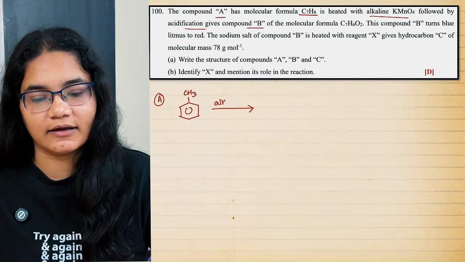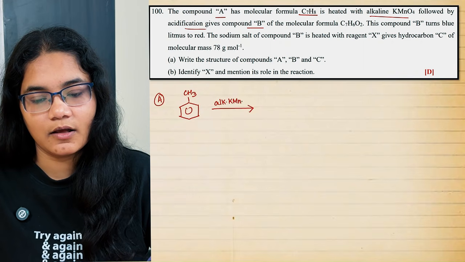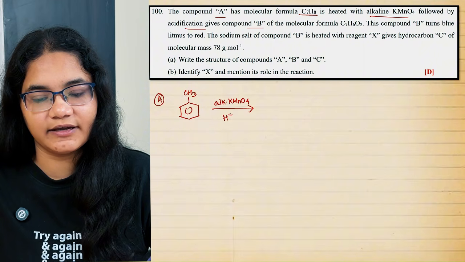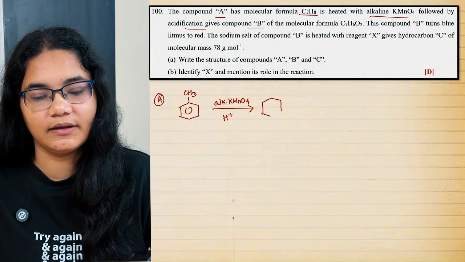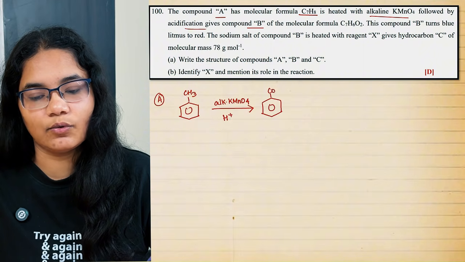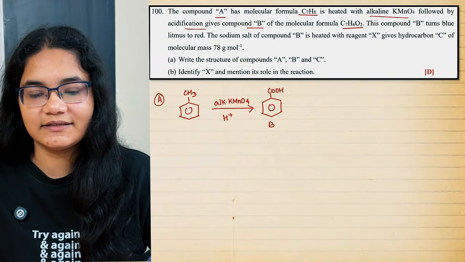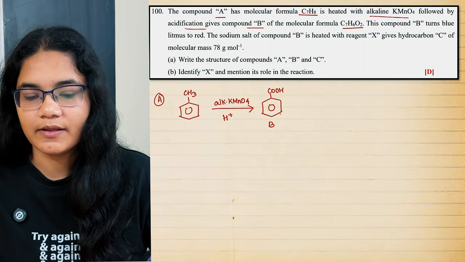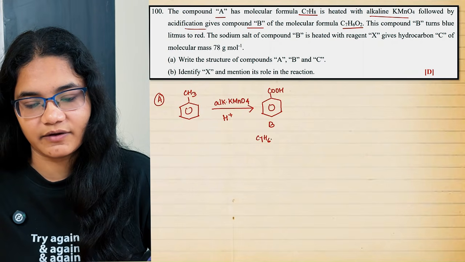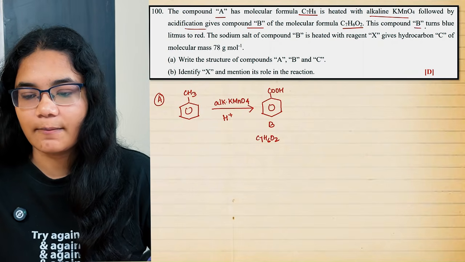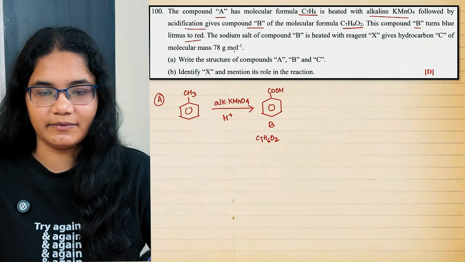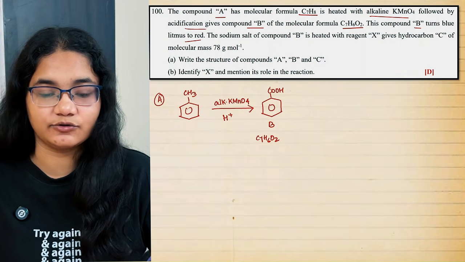So you have alkaline KMnO4 and followed by acidification, that will give you compound B, which is C6H5COOH, of the molecular formula C7H6O2. Now this molecular formula is also satisfied with the structure that we have drawn. Now compound B turns blue litmus red, means it is an acid. You can say you have benzoic acid here.